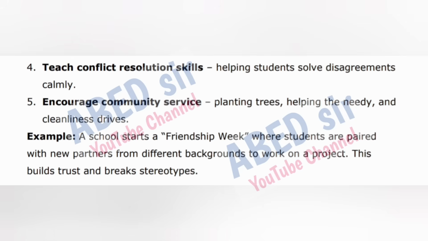4. Teach conflict resolution skills, helping students solve disagreements calmly. 5. Encourage community service, planting trees, helping the needy, and cleanliness drives. Example: a school starts a friendship week where students are paired with new partners from different backgrounds to work on a project. This builds trust and breaks stereotypes.